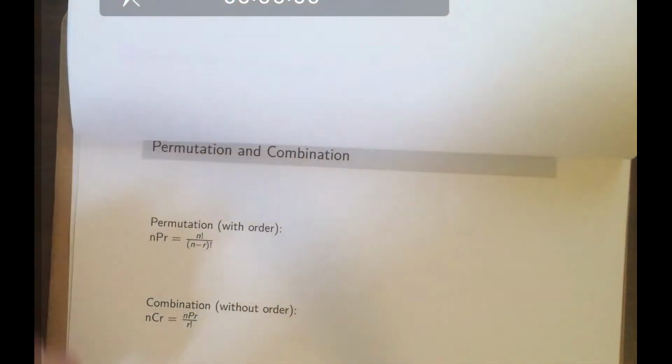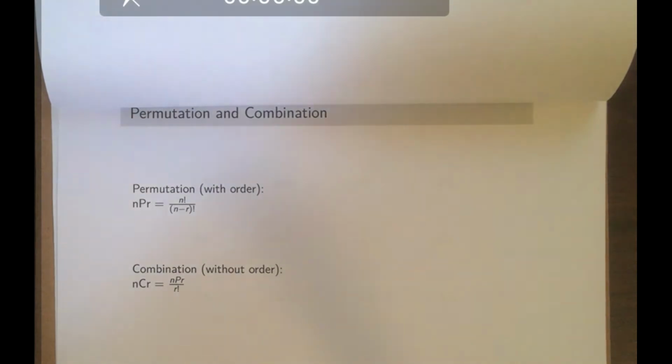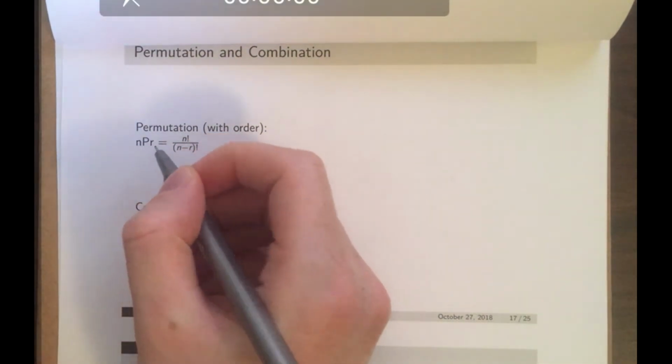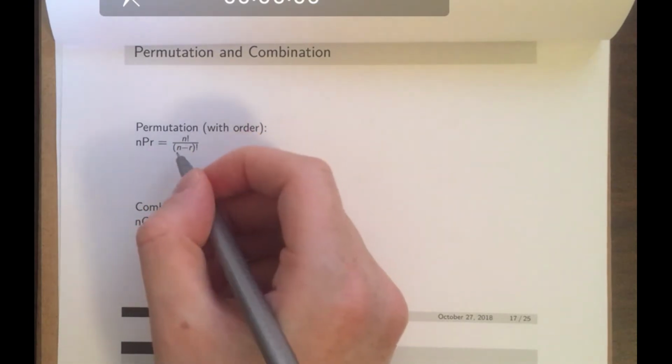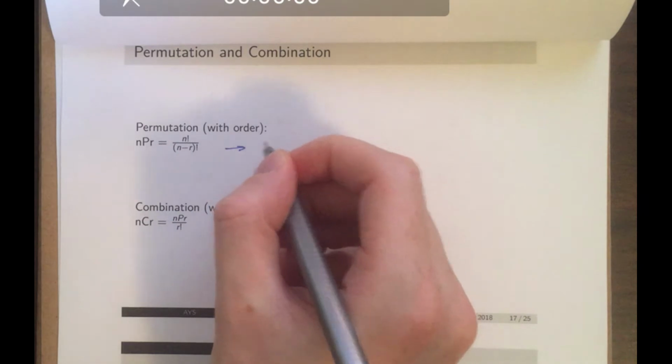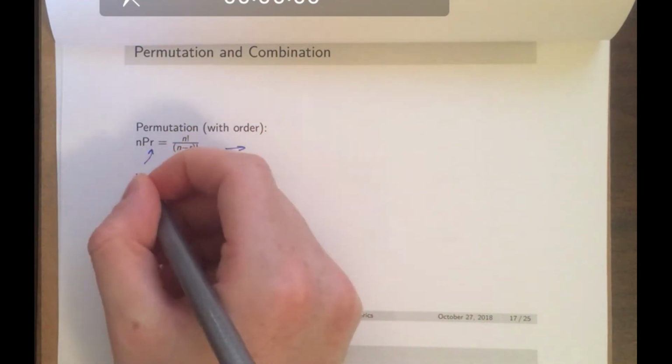Okay, some formal definitions. You don't strictly need to know these for the test, but they might help. The strict definition of permutation, nPr, is n factorial on top, n minus r factorial on bottom. So how do we think about this? The better way to think about this is that r is the number of seats, the number of choices to be made, and n is the total number of people.